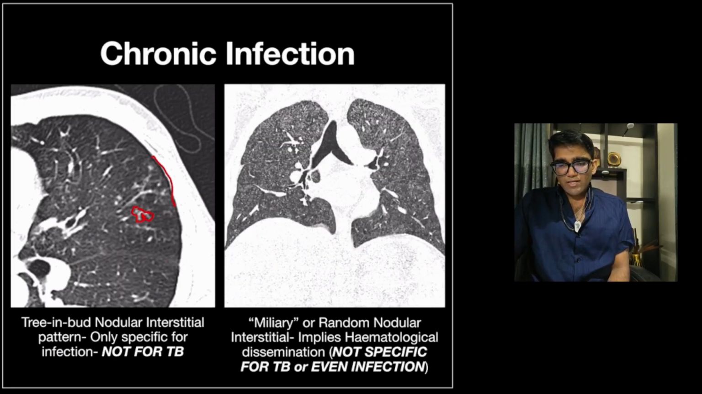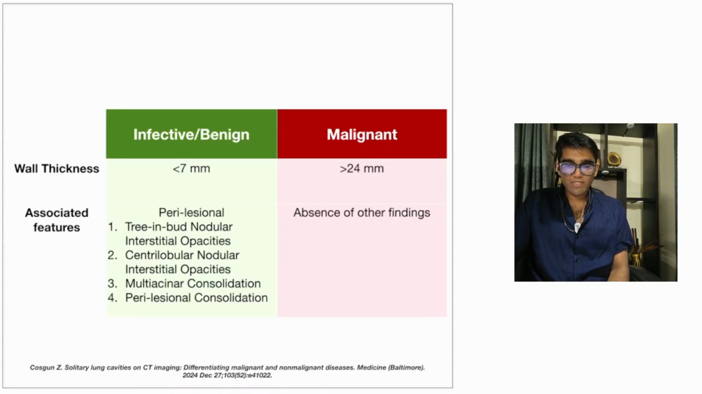Miliary or random pattern implies hematogenous spread, and therefore it is not specific for even an infection. It just means hematogenous, as we've discussed previously.